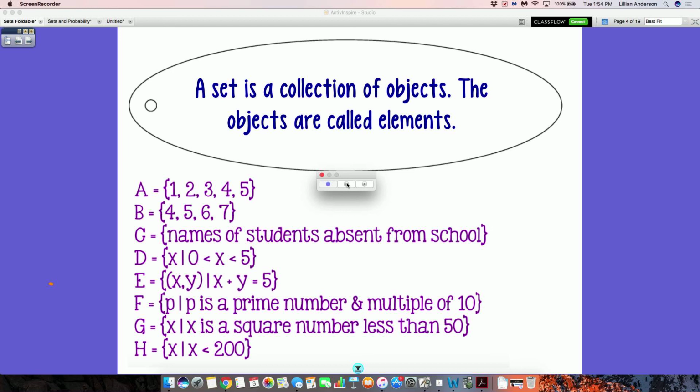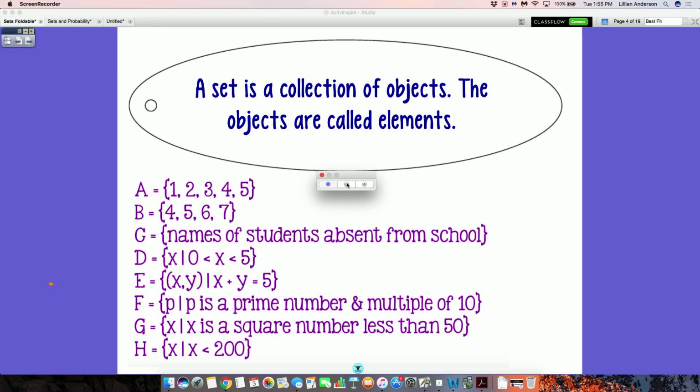G, X such that X is a square number less than 50. Just to make sure that we're okay, what is a square number? Can somebody give me an example of a square number? 25. Anyone else? 36. What do you say? 9. Okay, yes, 9. 49. 36. Cool. So we know what square numbers are, correct?